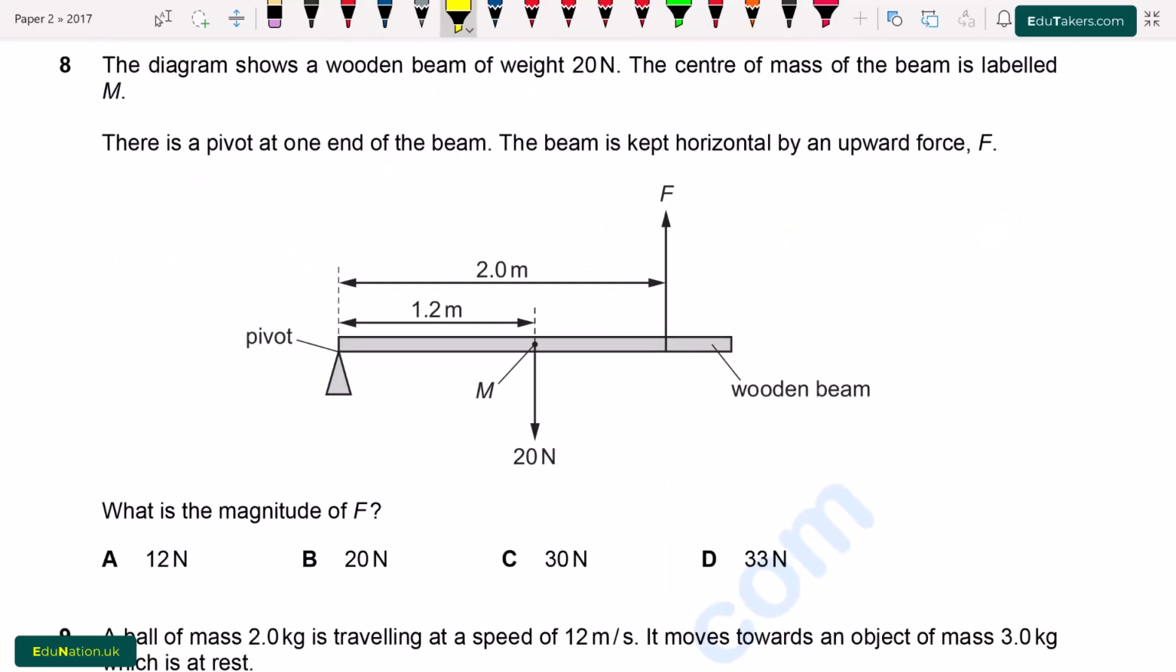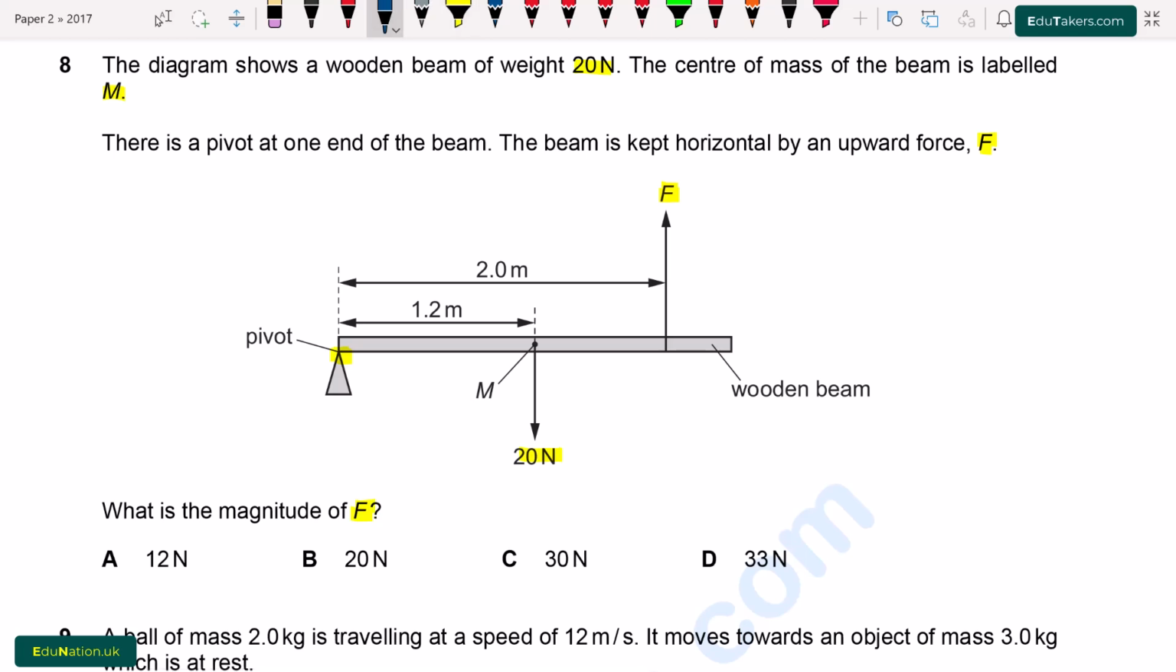Question number 8. The diagram shows a wooden beam of weight 20 Newton. The center of mass of the beam is labeled M. There is a pivot at one end of the beam. The beam is kept horizontal by an upward force F. So there is a wooden beam whose weight is 20 Newton and there is also a pivot at one end. There is a force that is acting in the upward direction and its magnitude is F. What is the magnitude of F? We have to find its value.